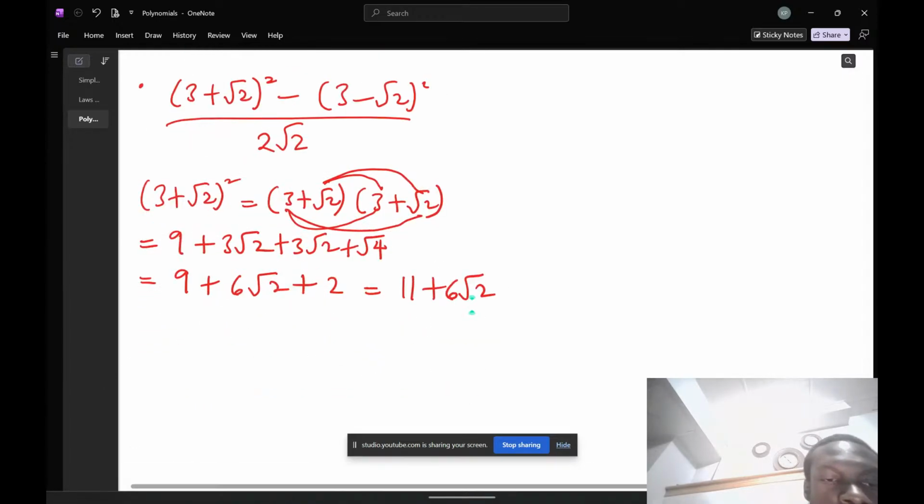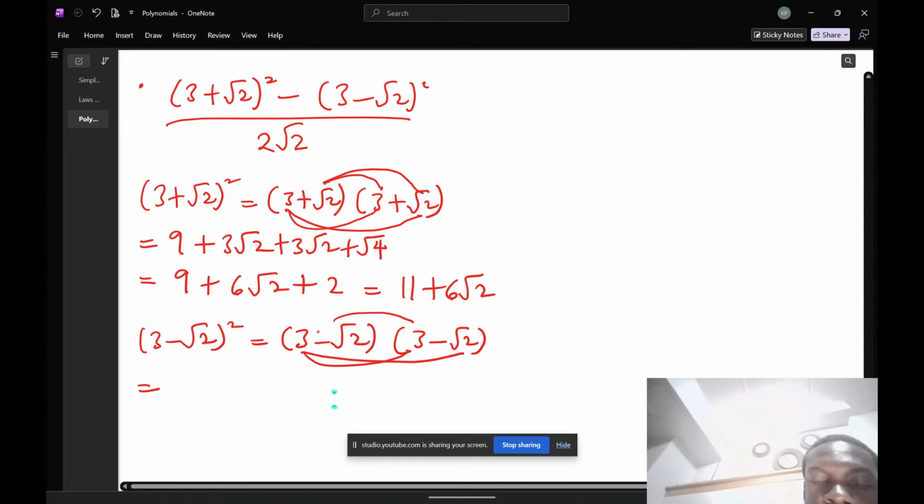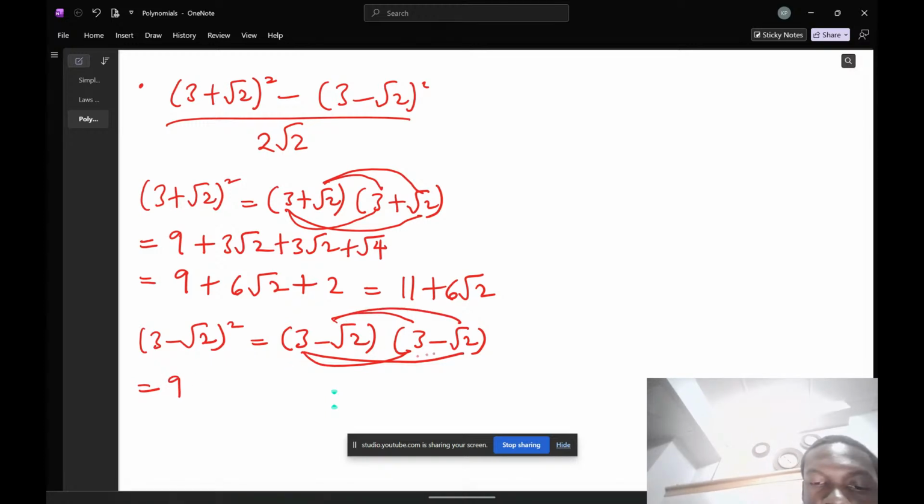So now let's do (3 minus root 2) all squared. That will be (3 minus root 2) times (3 minus root 2). So 3 times 3, 3 times minus root 2, minus root 2 times 3, and then minus root 2 times minus root 2. So 3 times 3 is 9. 3 times minus root 2 is minus 3 root 2. Minus root 2 times 3 is minus 3 root 2. Minus root 2 times minus root 2 is root 4.